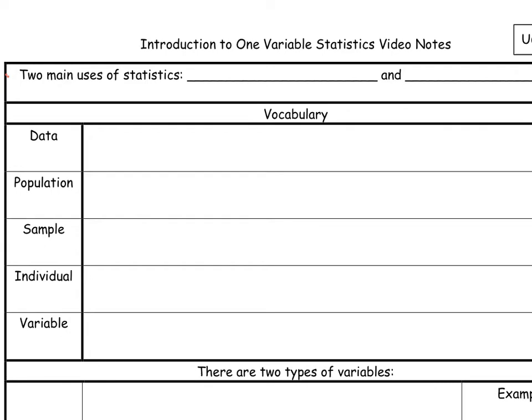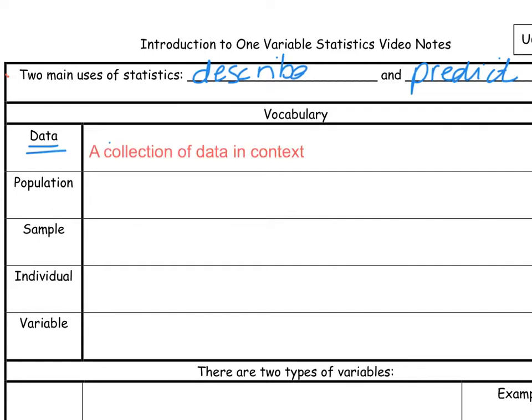Okay, there are two main uses of statistics, and we use statistics to describe a set of data and to make predictions about the particular population that we're looking at. So we use statistics to describe and predict. And we get some data, and data is just a collection of data in context. So what does that mean? Well, we're just collecting some data. It could be about an individual, a population of people. We take a sample, and we're collecting data based on a certain variable. What do we want to know about that population?